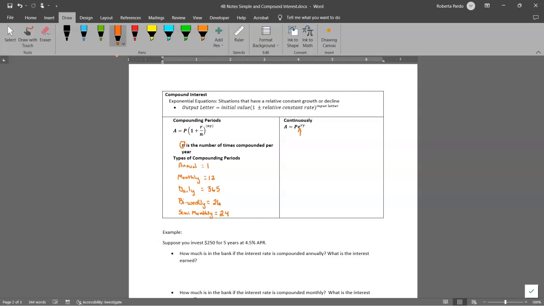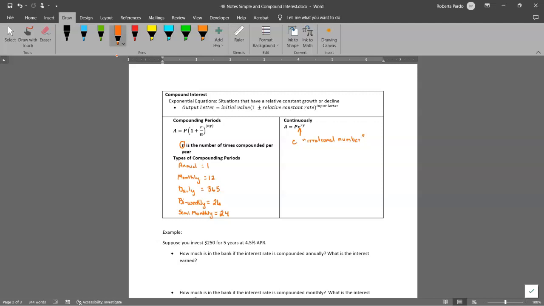And E is just an irrational number. It's just like pi. Pi is an irrational number, so is E. An irrational number is a decimal number that never repeats and never stops, never terminates. So E is just a button on your calculator, or you can type the letter E in Desmos, and it understands that that's what you're referring to.